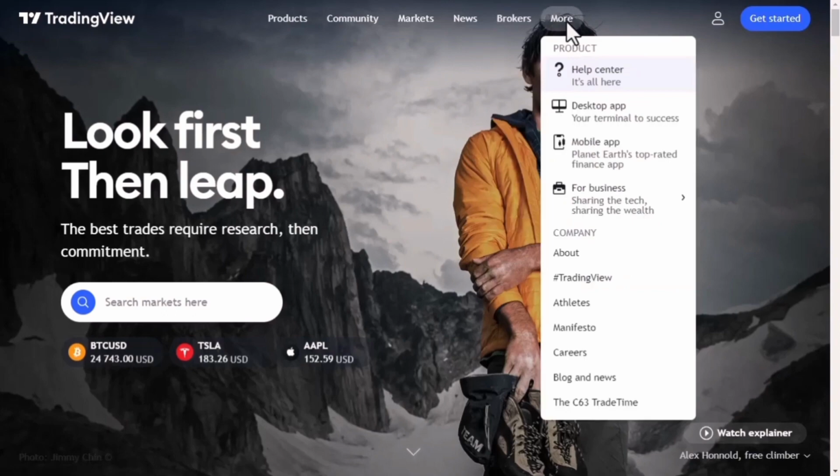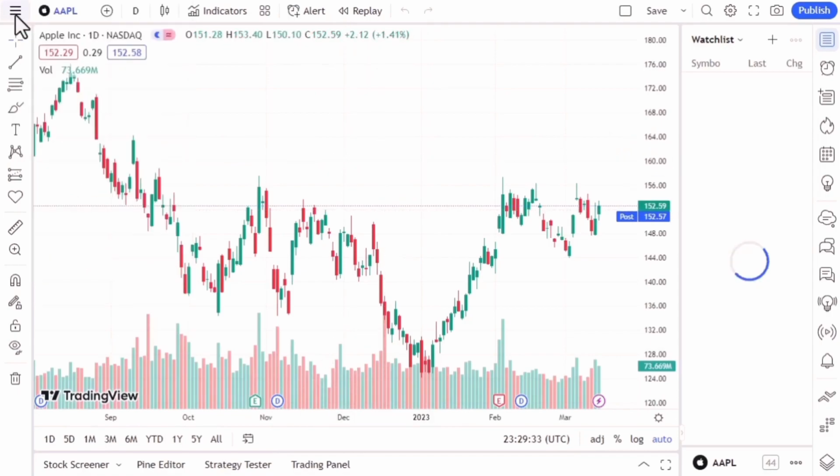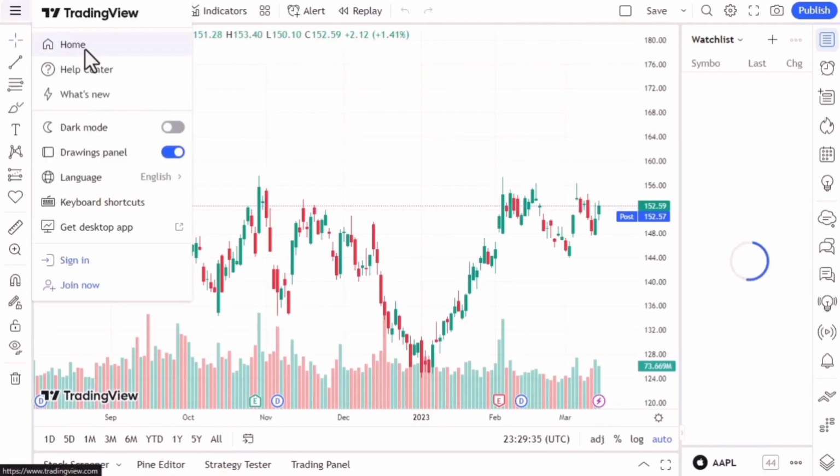The part that everyone needs and everyone is using TradingView for is this part, the chart. So let's jump in and see what it is all about. On the top left-hand side, you can see this part with 3 lines. We click on it. Home brings you back to the first page. Help Center, if you need any help, but I'm here to help you guys.